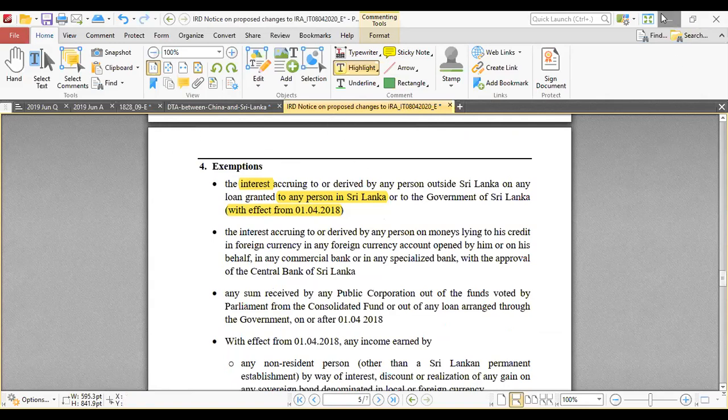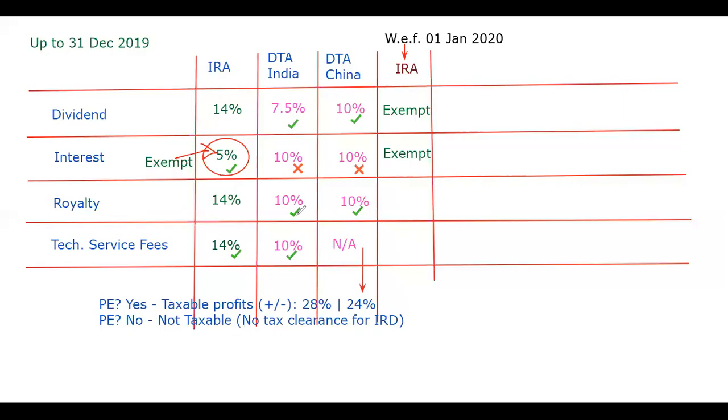Then the other balance part we can refer to the whiteboard. The royalty, what is the applicable rate? It is 14%. Right, it is 14%. Technical service, if it is there, it is 14%.